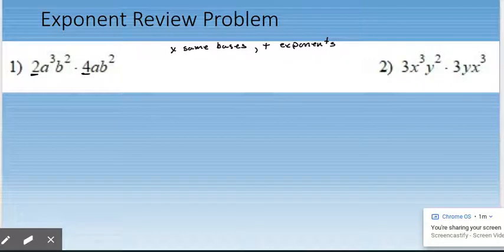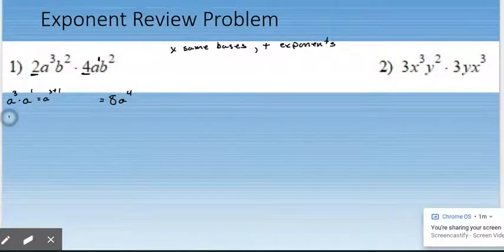So in this first one, 2a to the third b squared times 4ab squared, 2 times 4 is 8. Now, with the a's, I have a to the third and I have a to the first. The second one here is a to the first. So these a's are multiplied, and I'm allowed to add the exponents. So 3 plus 1 is going to be 4.